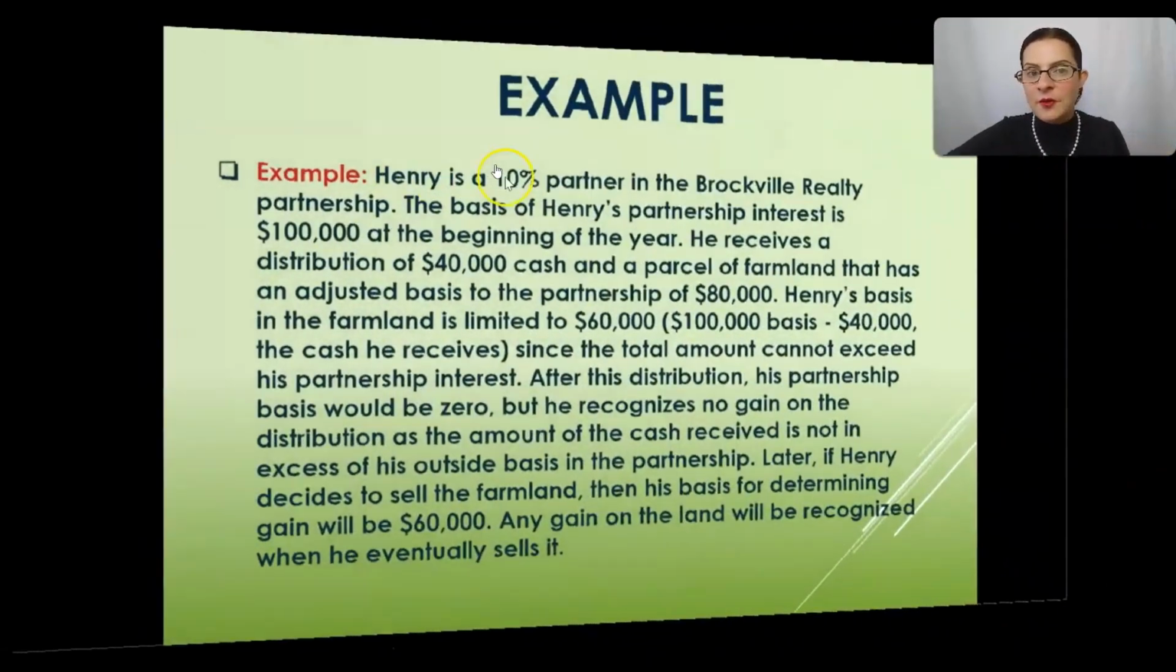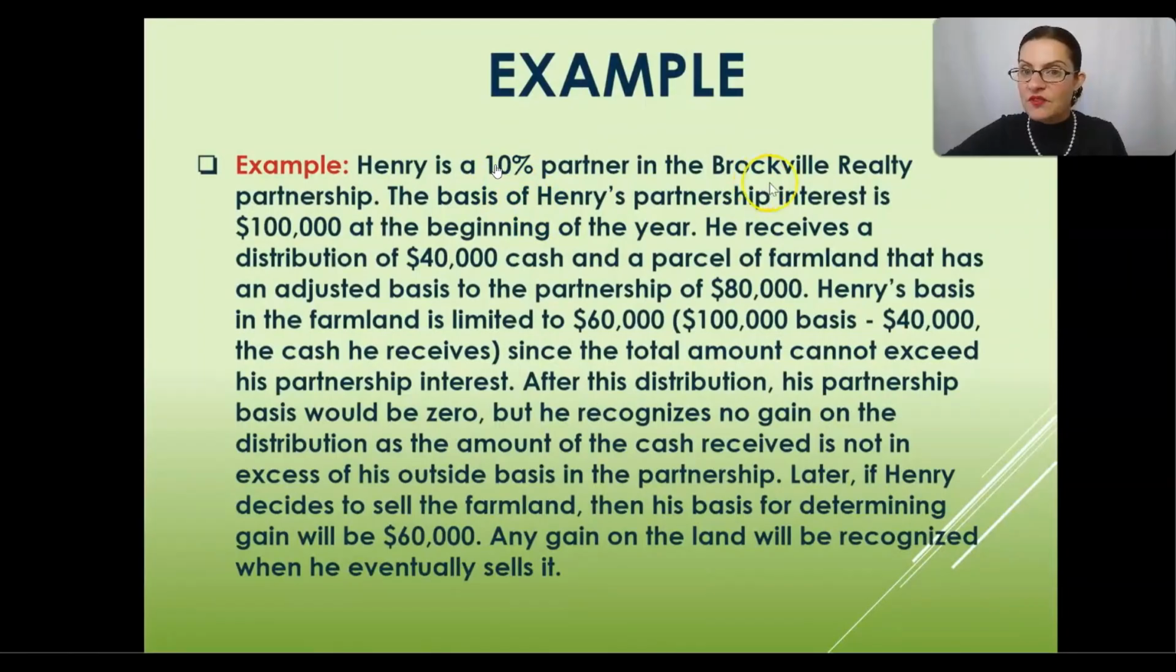Example, Henry is a 10% partner in the Brockville Realty Partnership. The basis of Henry's partnership interest is $100,000 at the beginning of the year. So this is his partnership basis. He either put this money in, this is his own money that he put in, or it's profits that he recognized already as taxable income, but he hasn't pulled the money out of the business. So this is his basis at the beginning of the year.